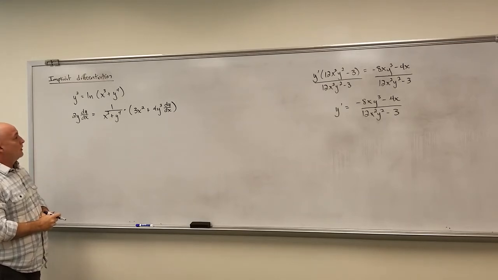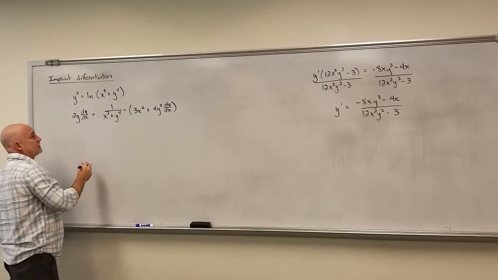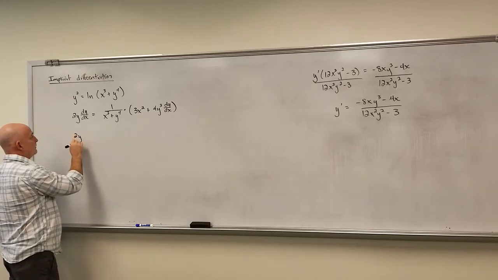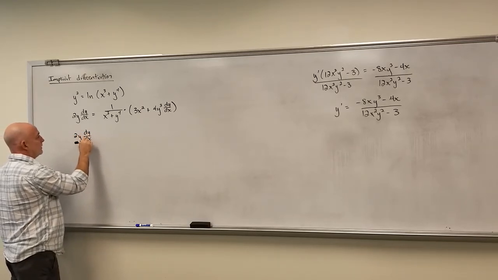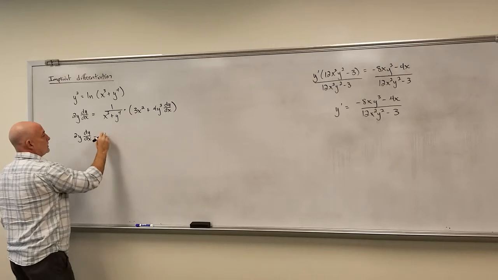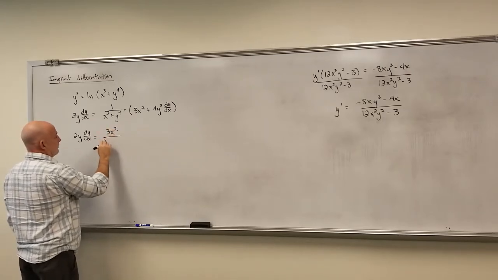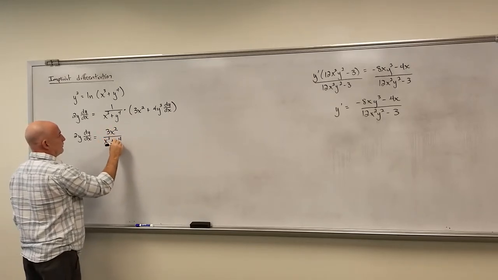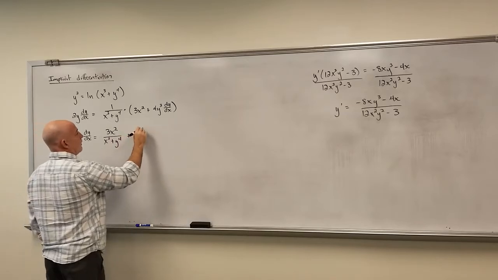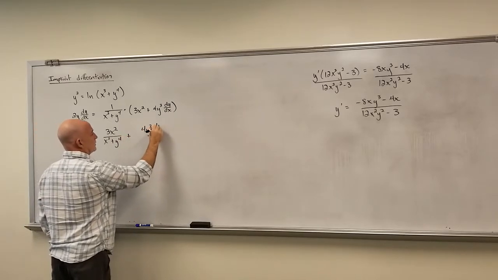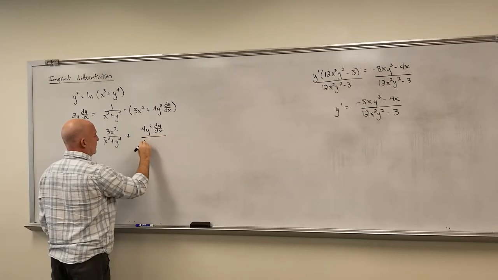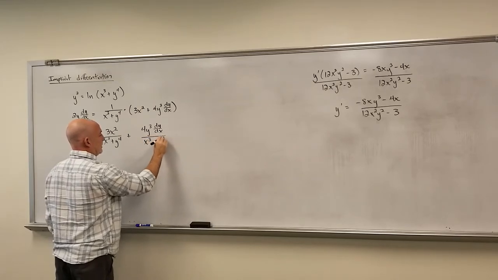All right, so let's go ahead on the right-hand side and let's distribute, because again, this is going to be pretty ugly. When I distribute this, I get 3x squared over x cubed plus y to the fourth plus 4y cubed dy dx over x cubed plus y to the fourth.